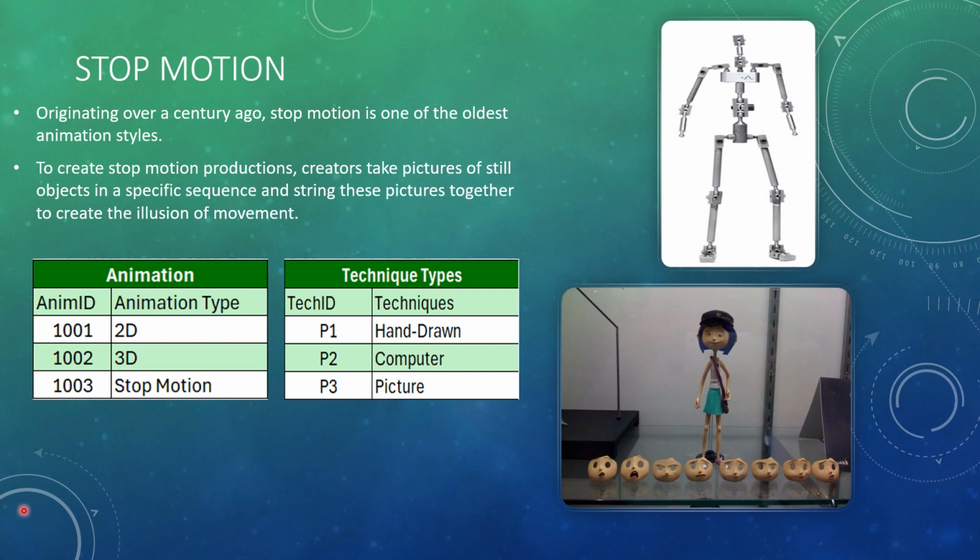Next, we have stop motion. We'll be adding that to our table. Our unique identifier is 1003 on the animation table, and on the techniques table is P3, and it's a picture. Similar to 2D, when it comes to stop motion, you will have to move the character's armature into position, then take a picture of it to create the animation.